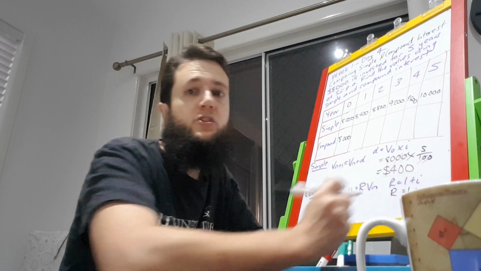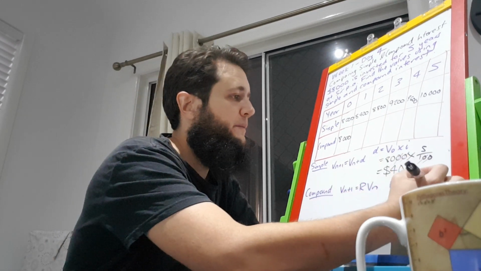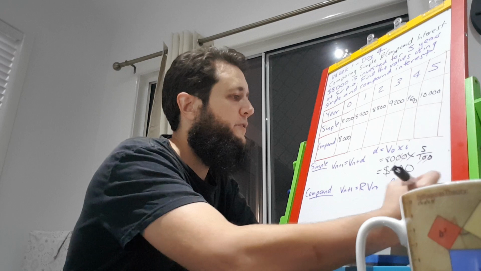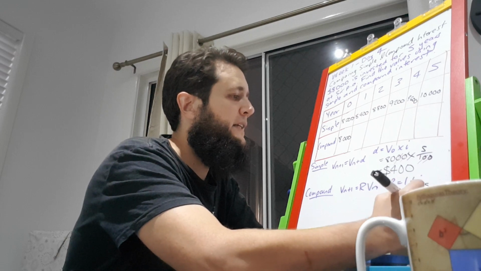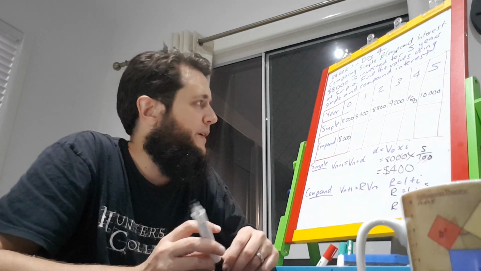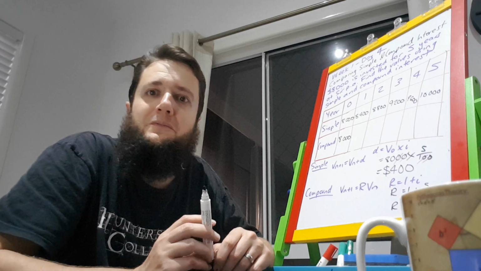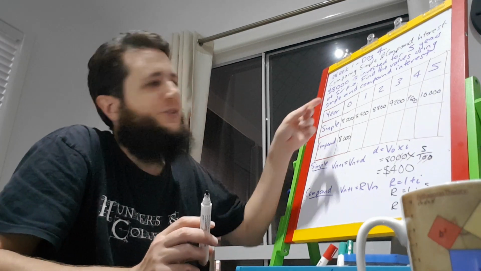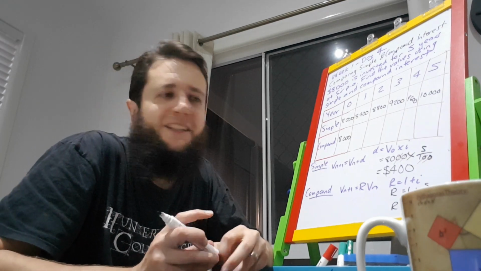Again, I is the interest rate as a decimal. So it's going to be 1 plus 5 over 100. If you put that in your calculator, you'll get 1.05. So it's going to go up 5% each year. Surprise, given that it was 5% per annum in the first place.